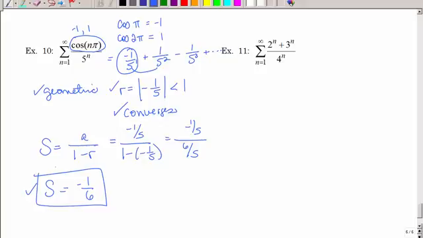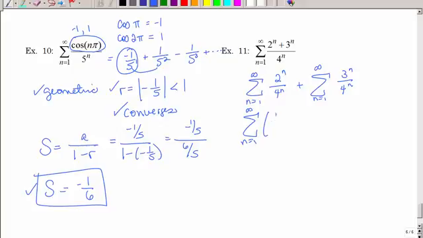Now look at number 11. That looks scary. So just like integrals, you can separate because of pluses. You can do the same thing with sigmas. Okay, so you have a series. You could say 2 to the n over 4 to the n plus 3 to the n over 4 to the n. And then you might want to reduce this fraction and write this as 1/2 all to the n power. And I'm going to write this as 3/4 to the n power.